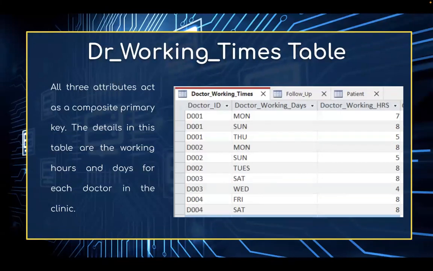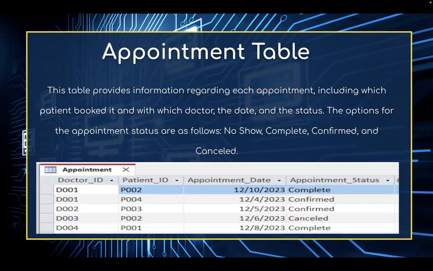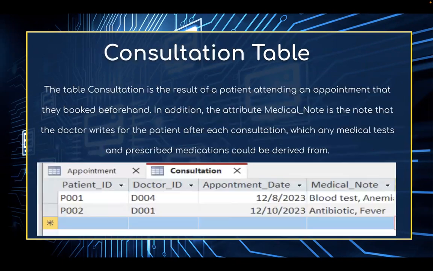Next is the doctor working timetable, where each doctor with their ID has a specific working day and a number of hours. All three attributes act as a composite primary key. Then the appointment table, where the table provides information regarding each appointment, including the doctor ID and patient ID as foreign keys, and the date and status, whether each patient showed up or not to the appointment.